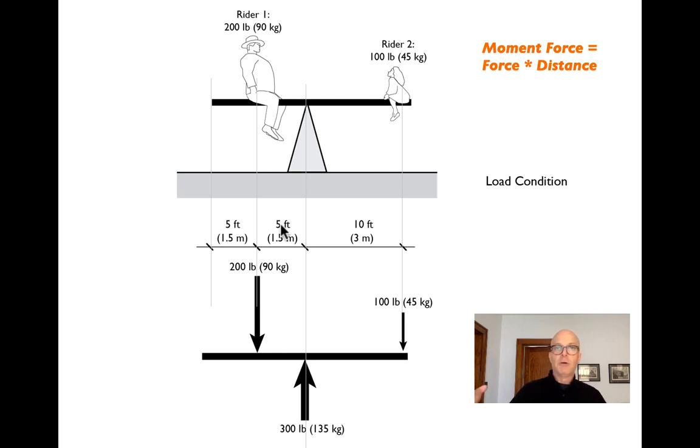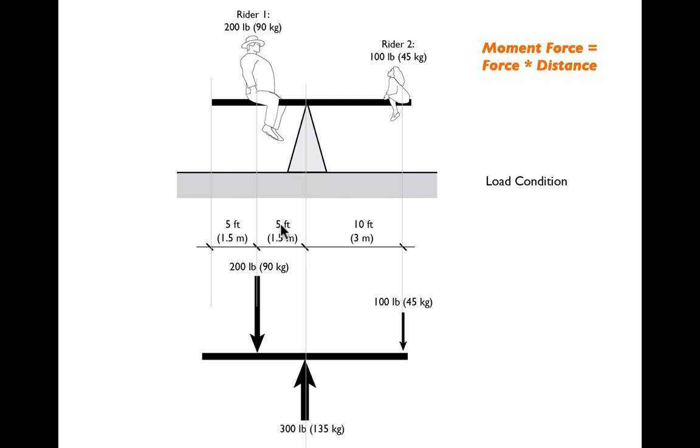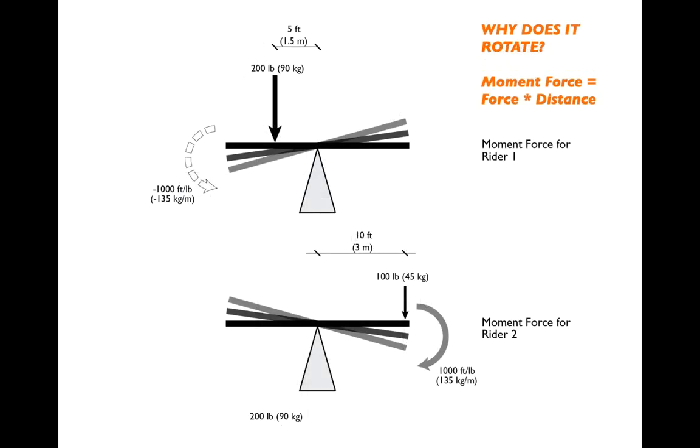Both of them are inducing a moment or a torque leverage around the fulcrum of 1,000 foot-pounds, and therefore we can say that the seesaw is going to be in equilibrium.